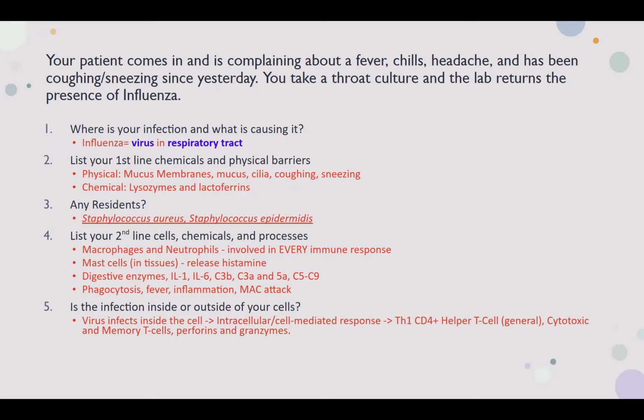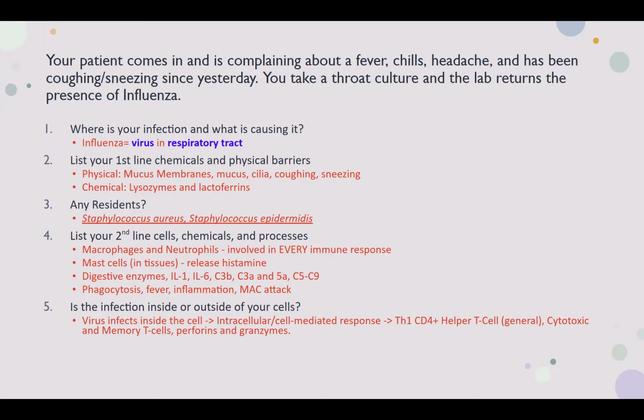Okay, the fourth part of this. What are your second line non-specific cells? You're going to have macrophages and neutrophils. Again, they're involved in every response. They should be in every single one of your answers. Please do not leave these two off. The question could even ask you what second line cells are involved in every immune response: macrophages, neutrophils. You also will have mast cells involved because they are in our tissue, because it didn't really specify where in the respiratory tract, so you might have mast cells involved.